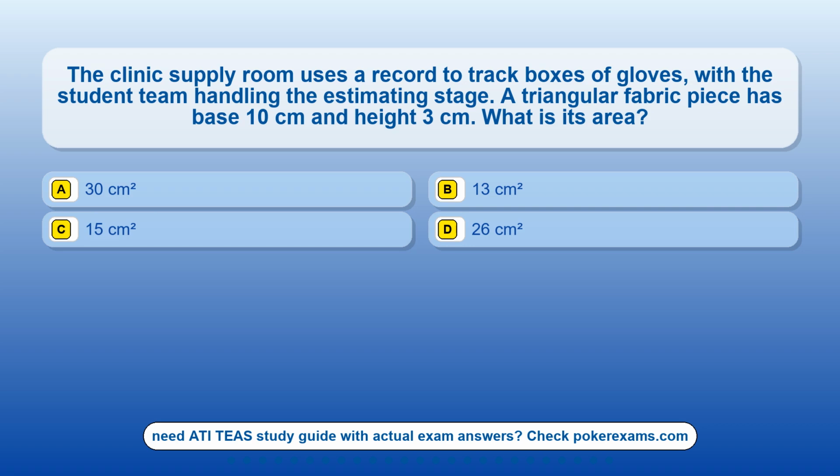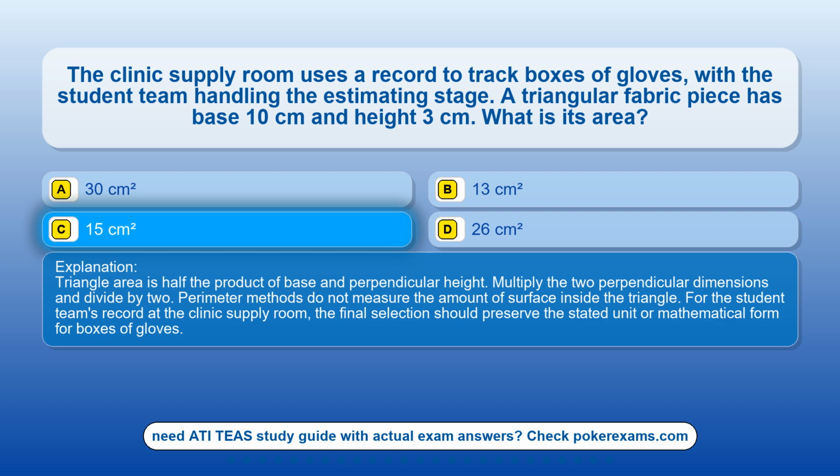Question 5. The clinic supply room uses a record to track boxes of gloves, with the student team handling the estimating stage. A triangular fabric piece has base 10 centimeters and height 3 centimeters. What is its area? Option A, 30 square centimeters. Option B, 13 square centimeters. Option C, 15 square centimeters. Option D, 26 square centimeters. The correct answer is option C, 15 square centimeters.